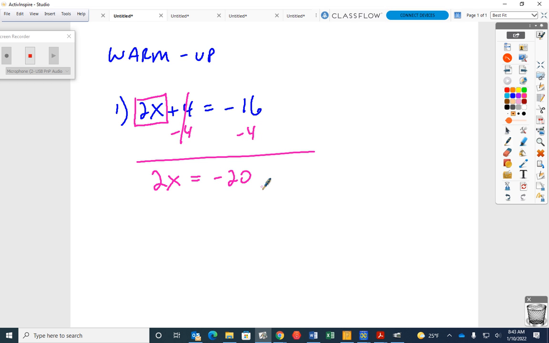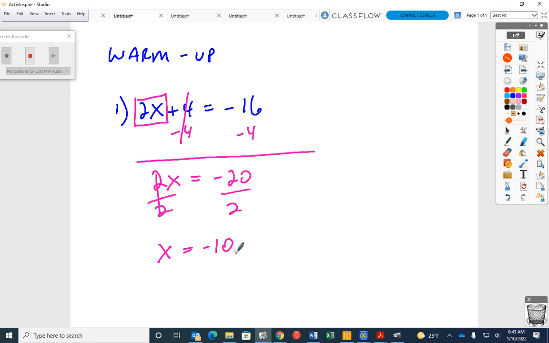And now I've turned this into a one-step equation, right? So what do I divide each side by here? 2. Okay. And x is what's left here, and what's negative 20 divided by 2? Negative 10. Okay, you guys remember all of that, right? Yes, sir. Pretty easy stuff.